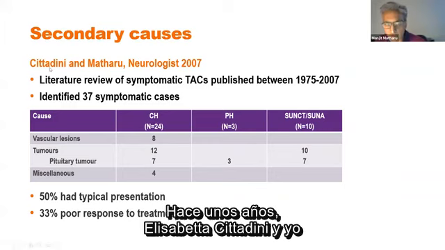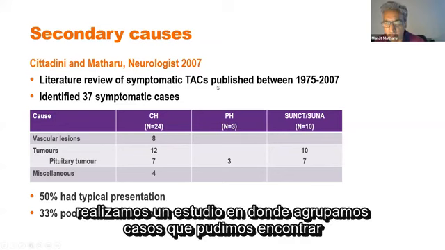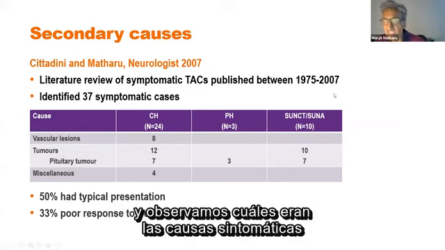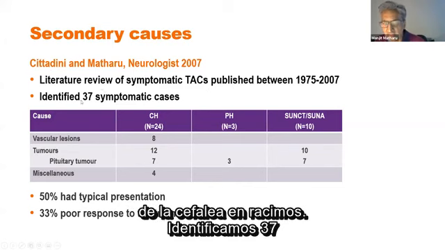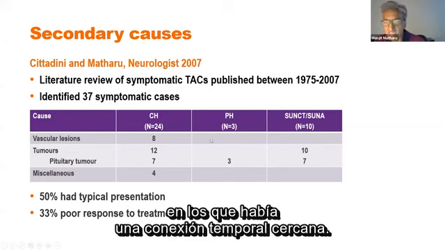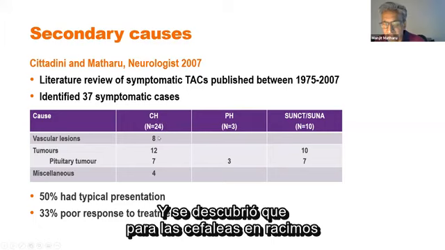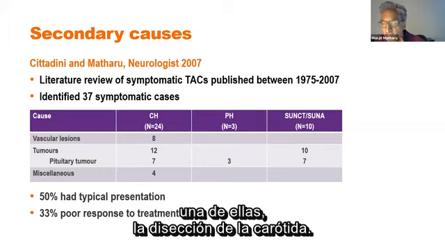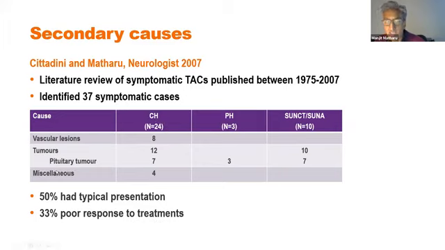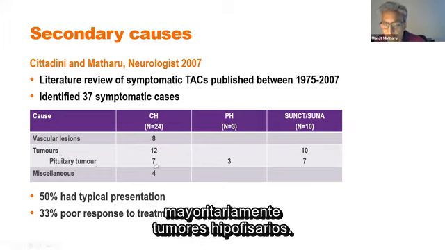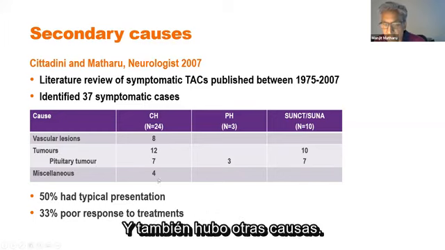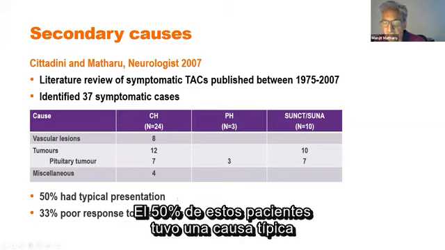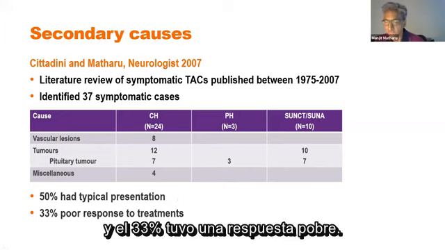So a few years ago, Elizabeth Chirgini and I did this study where we pulled out all the cases we could find, and we looked at, what are the symptomatic causes of cluster headache? And we identified 37 where there was a close temporal link. And it turned out that for cluster headache, 8 of them were due to vascular lesions, of which carotid dissection was reported as being one of them. There were tumors, predominantly pituitary tumors, and there were then miscellaneous causes. 50% of these patients had a typical cause and 33% had a poor response.